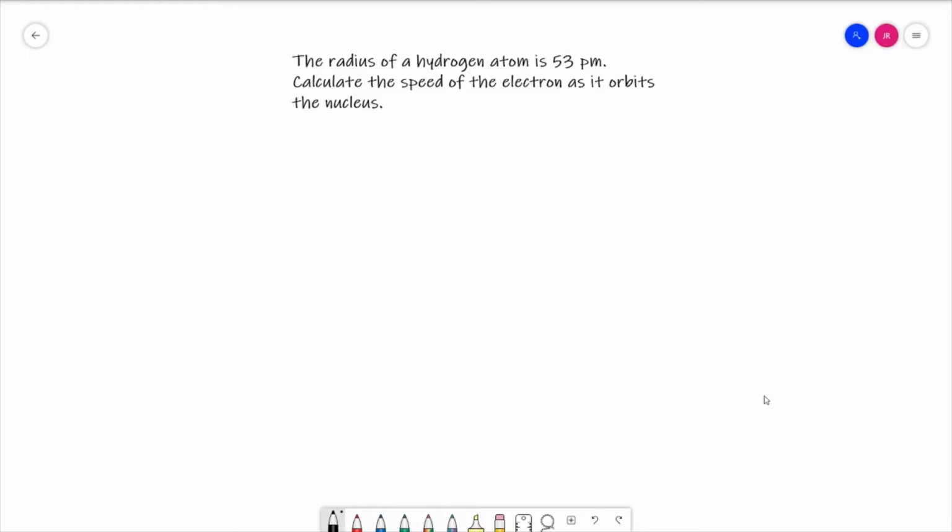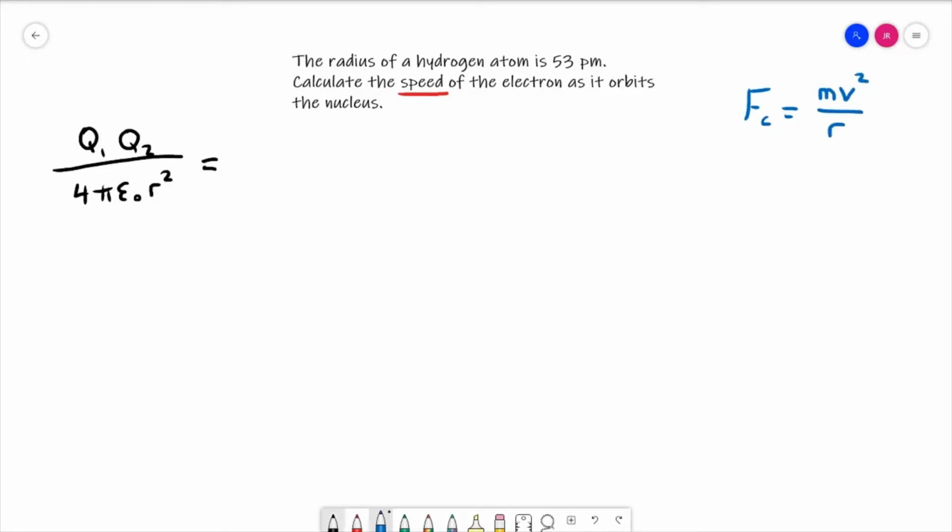Just like we've just seen, we need to take our physical equation and equate it to our centripetal force equation. We know from our last example that the equation we're looking for from the physical force is Q1 Q2 over 4 pi epsilon naught r squared. Now, because we're looking for the speed of the electron as opposed to the time period or anything else like that, the best equation to take from the centripetal force point of view is going to be mv squared over r. So I'm going to equate Coulomb's law to that. F is equal to mv squared over r.